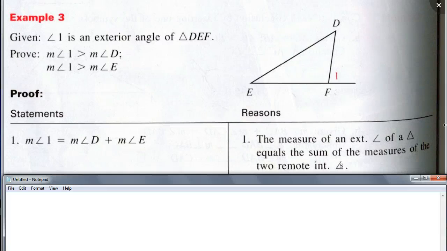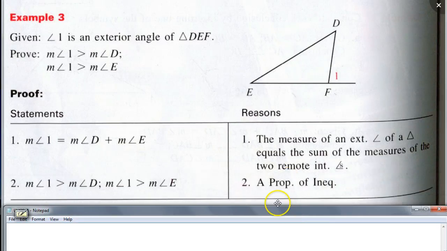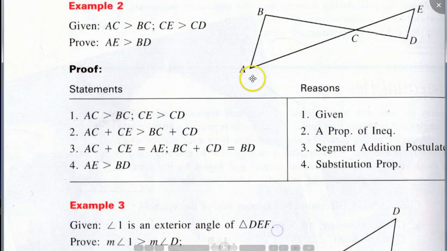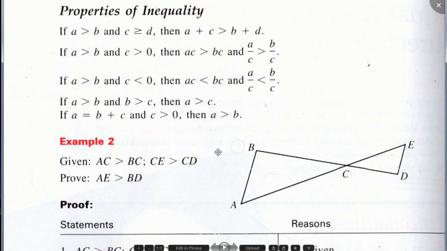It turns out from here, we could say that measure angle 1 is greater than measure angle D, and measure angle 1 is greater than measure angle E. Anybody know why? Okay, Nicole, what do you think? That's correct. The reason is a property of inequality. Which one of these? Okay, let's go back to what we had here.